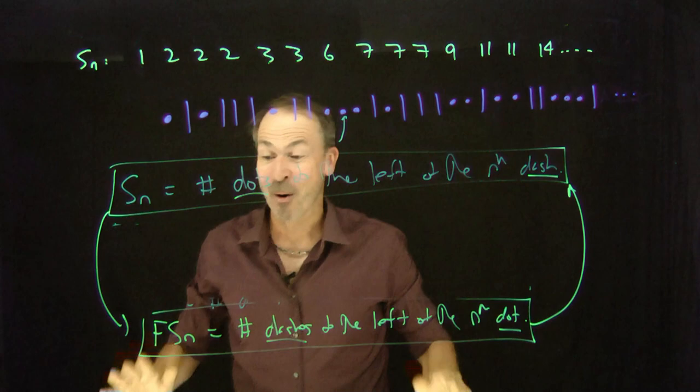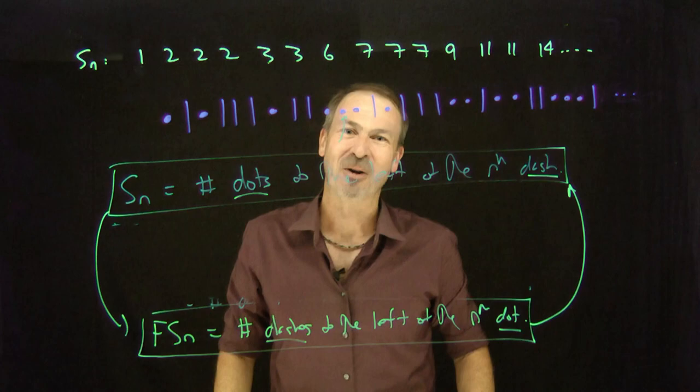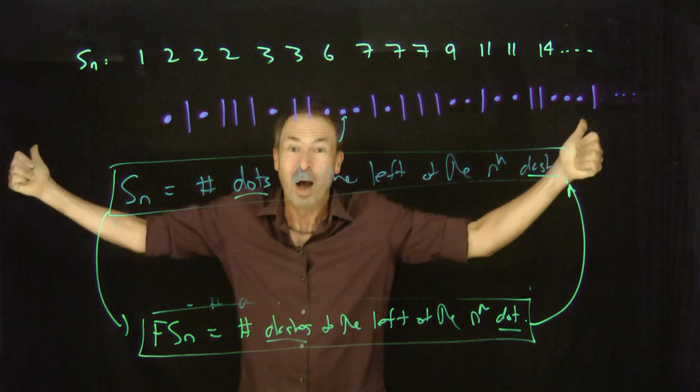Wow, okay, it's going to take a little while to process. What just happened there? But there it is. Interchanging the roles of dots and dashes, interchanging the words dots and dashes in the definitions, means doing it twice, you've undone it. Wow.